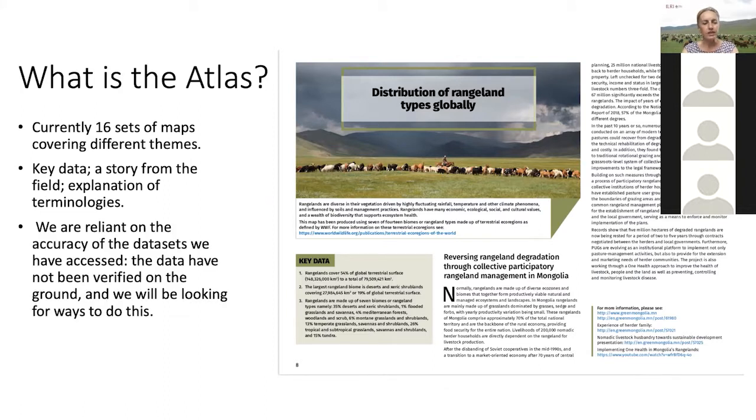So with each set of maps, there are 16 sets of maps covering different themes. We've accompanied these with key data that have been pulled out of the map from the data behind it. So this is where we can now say that 54% of terrestrial Earth is covered by rangelands, broadly speaking. Accompanied with that, we provide a local case study and some references to the terminology that we're using, etc.